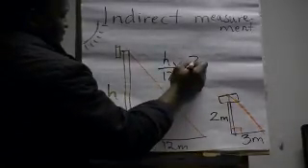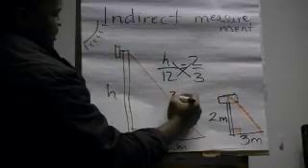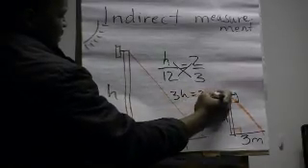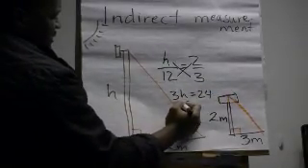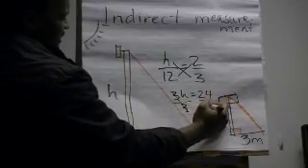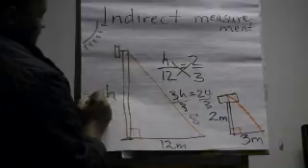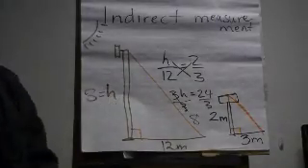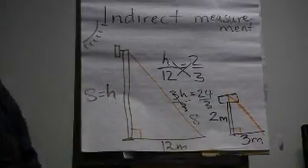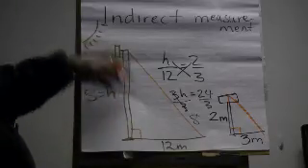Now when you find the cross products, 3h equals 24. You know to find h, you need to divide by 3. So 24 divided by 3 is 8. So the height of this is 8 meters. Okay? That's how you use indirect measurement to measure something.